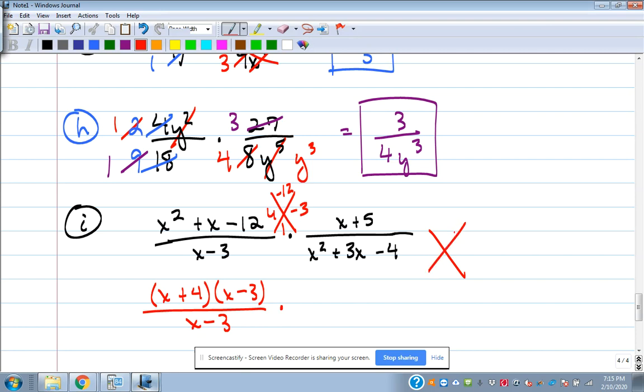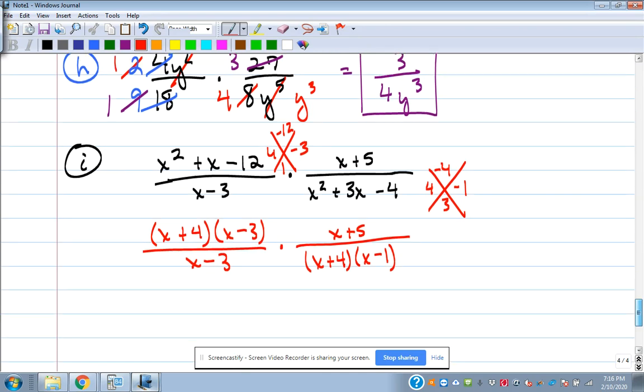Then I'm going to do X method on the denominator of the second fraction. Okay? X squared plus 3x minus 4. So it'd be negative 4 up top, 3 on the bottom. What numbers do that? Four and negative 1. So that's going to be x plus 4, x minus 1. So nice to us there. We didn't have to do any grouping or anything to do our factoring.